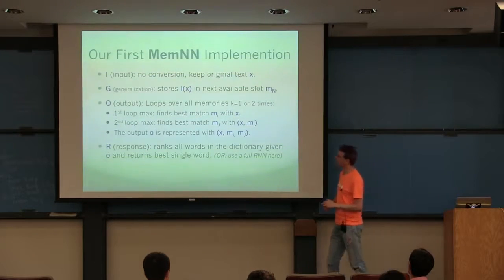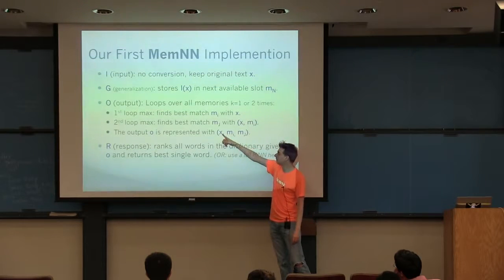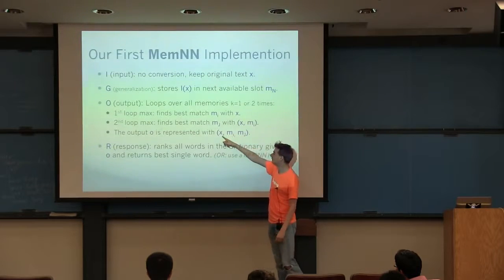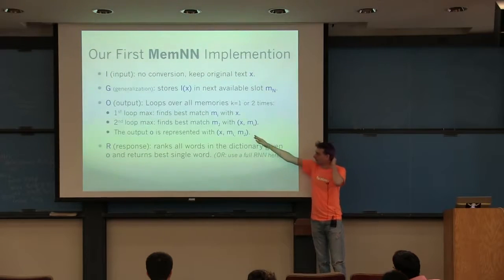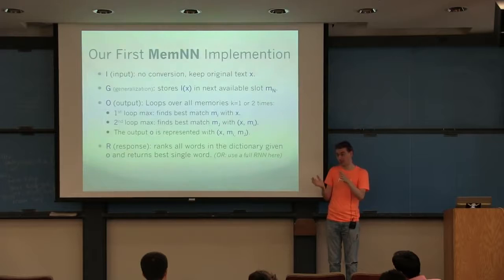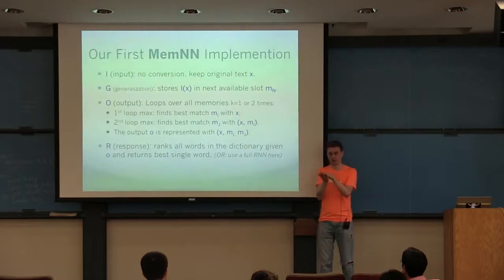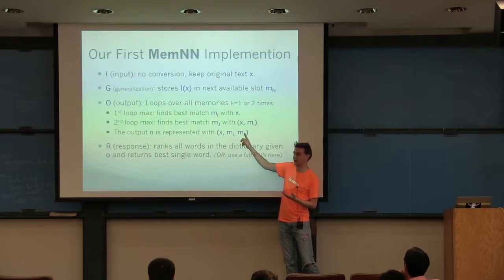So that's the O stage, and then finally, if you've only done 2 hops, you get this output representation, which is X, MI, and MJ, the 2 maximum scoring memories you found, the 2 supporting facts from the memory. This is your output representation. That goes into the R module, which is going to rank all possible responses. Here in the toy data, the answers are just single words, so that's easy, because we can just go across our whole dictionary of possible words and score them with this as the input features.